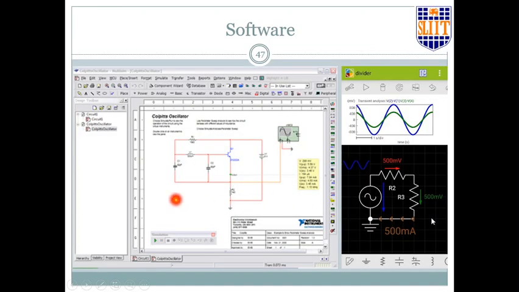On the left hand side you can see the Multisim interface. On the right hand side you can see the interface of the Electric Circuit Studio. And this is the voltage divider, which we will be talking about later. Two resistors in series work as a voltage divider, and you can see what is happening in there.